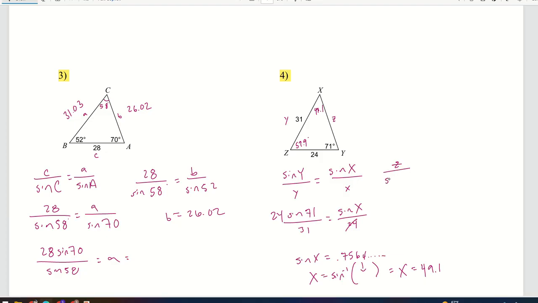So little z over sine of big Z, 59.9, equals, let's stick with y, 31 little y over sine of big Y. So then that would be little z is equal to 31 times sine of 59.9 divided by sine of 71. And we get 28.37. Boom. We have all three angles, all three sides.